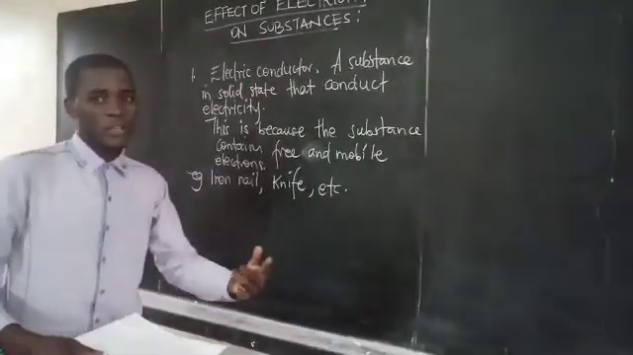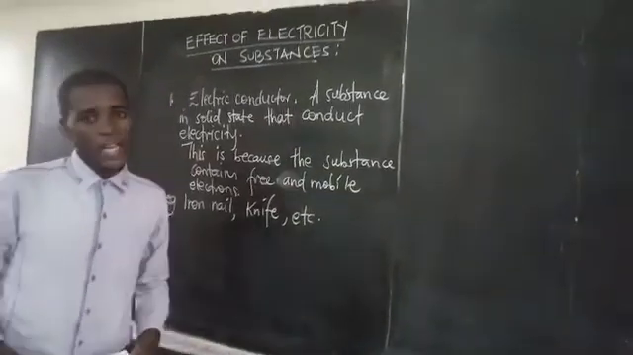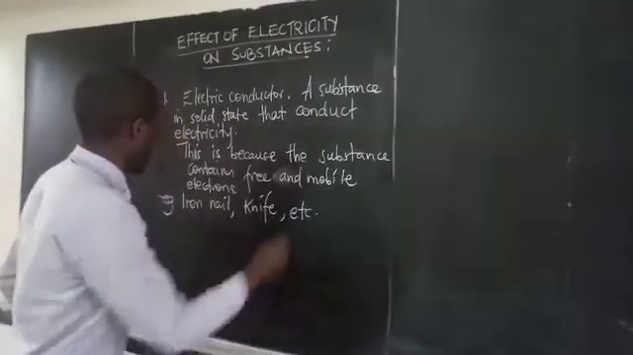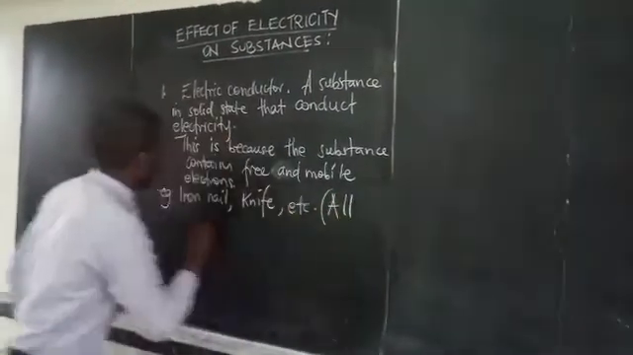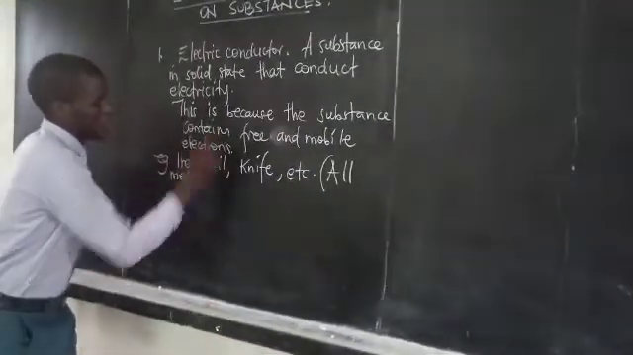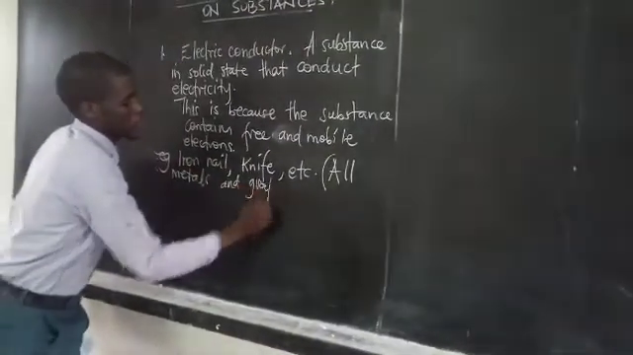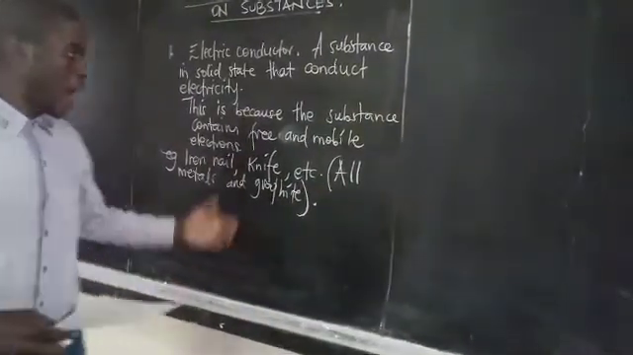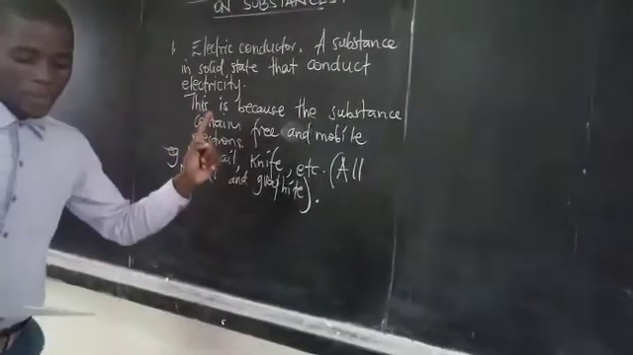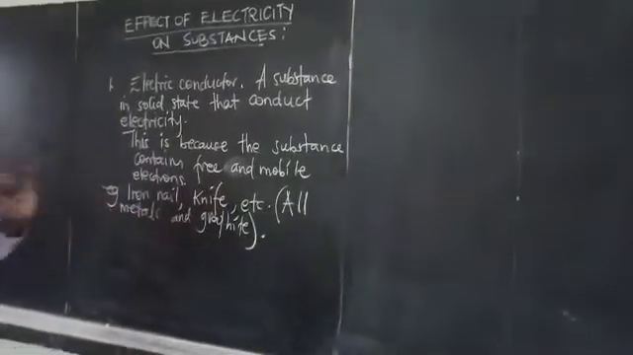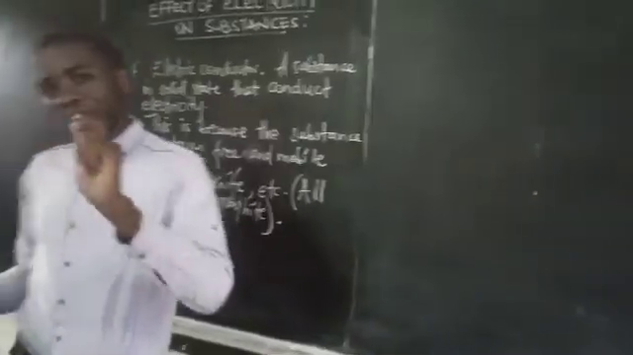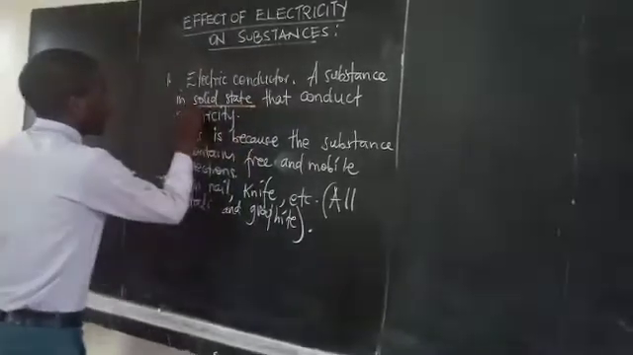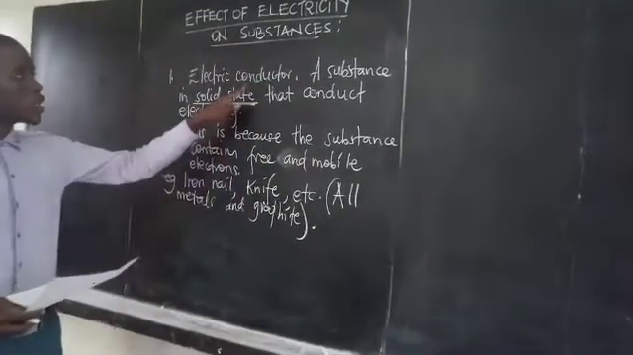When this energy from the battery goes through the wire, these electrons can easily move. And as they move in one direction, current will move in the opposite direction, and the bulb will end up lighting. In other words, we shall say that all metals and graphite are good conductors of electricity. What do we want to emphasize here? Whenever a substance conducts electricity in solid state, provided it is in a solid state, then we call it a conductor.